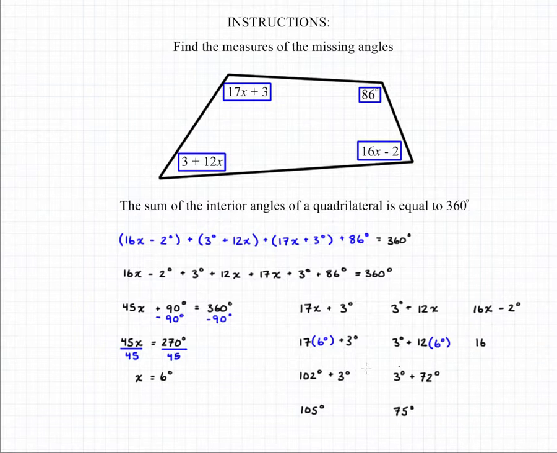And for our final expression and our final angle, if we plug in 6 degrees, we're going to end up with 96 degrees minus 2 degrees, or a final answer of 94 degrees. And those three measurements taken together will be our final answer.